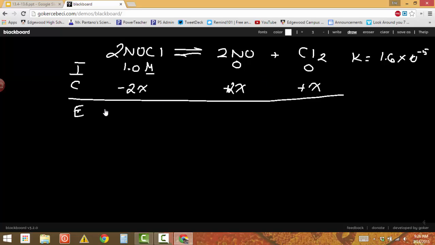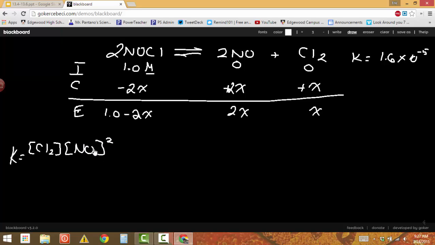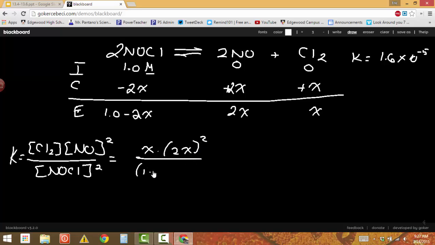So at equilibrium I have 1.0 minus 2x, I have 2x here, and I have x here. My K expression for this reaction is concentration Cl2, concentration NO squared over concentration NOCl squared. So I plug in my values. I have x times 2x, which is squared, divided by 1.0 minus 2x, all squared, and that's equal to 1.6 times 10 to the minus fifth.